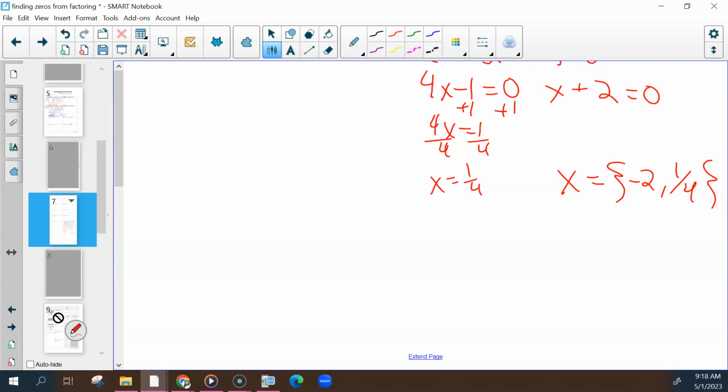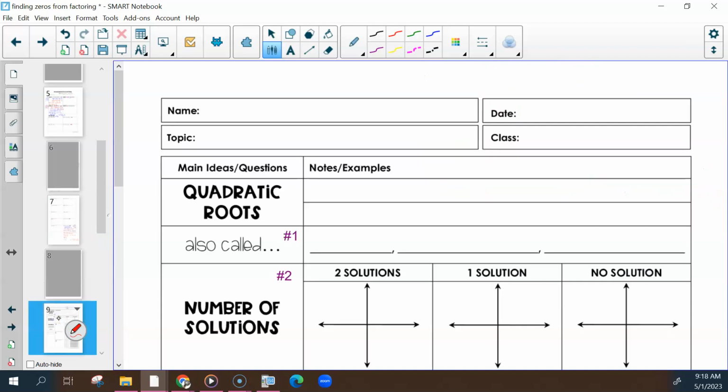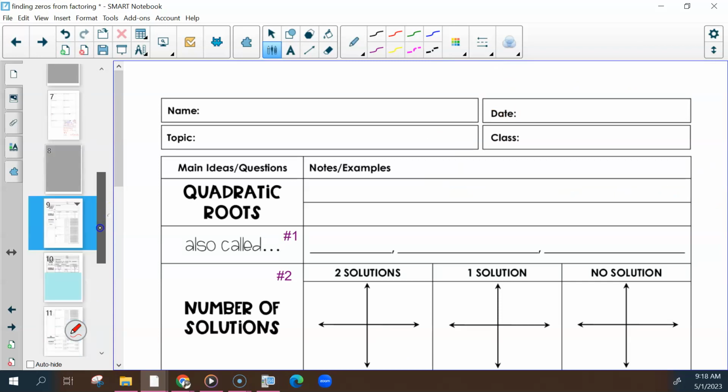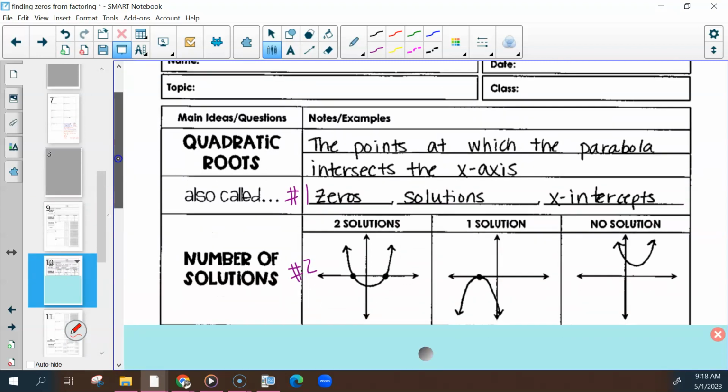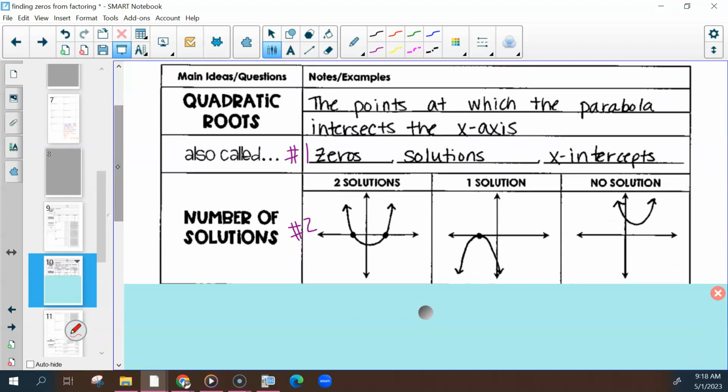So that was one of the methods of solving algebraically. This would be finding it on a graph. I'm going to let you guys write this part down and draw this in. So roots, we talked about that as being another way you describe zeros or solutions. So the points at which the parabola, the U shape, intersects the x-axis. Intersects or crosses or touches, so you can put any of those.